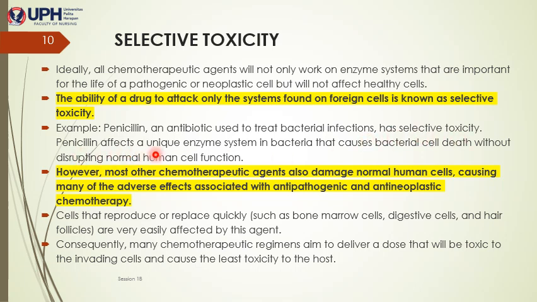So penicillin can attack unique enzymes in the system inside the bacteria, which causes bacterial cell death without disrupting normal human cell function. However, most other chemotherapeutic agents also damage normal human cells, causing many of the adverse effects associated with antipathogenic and anti-neoplastic chemotherapy. The cells that reproduce or replace quickly, such as bone marrow cells, digestive cells, and hair follicles, are very easily affected by these agents. Consequently, many chemotherapeutic regimens aim to deliver a dose that will be toxic to the invading cells and cause the least toxicity to the host.